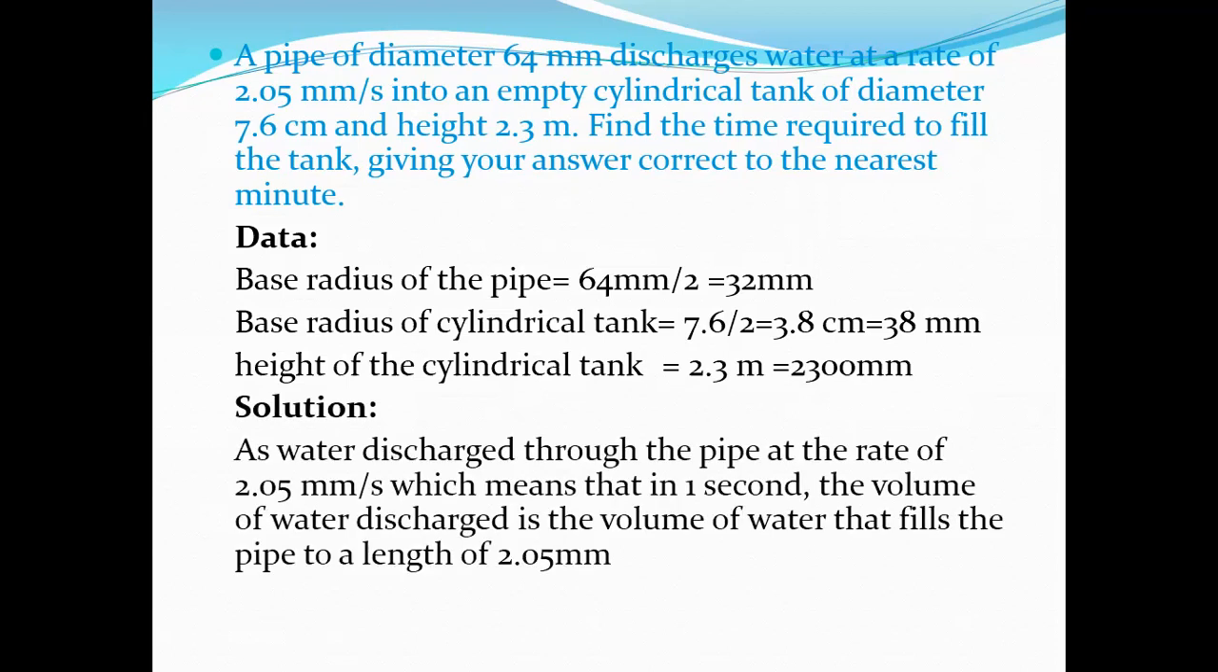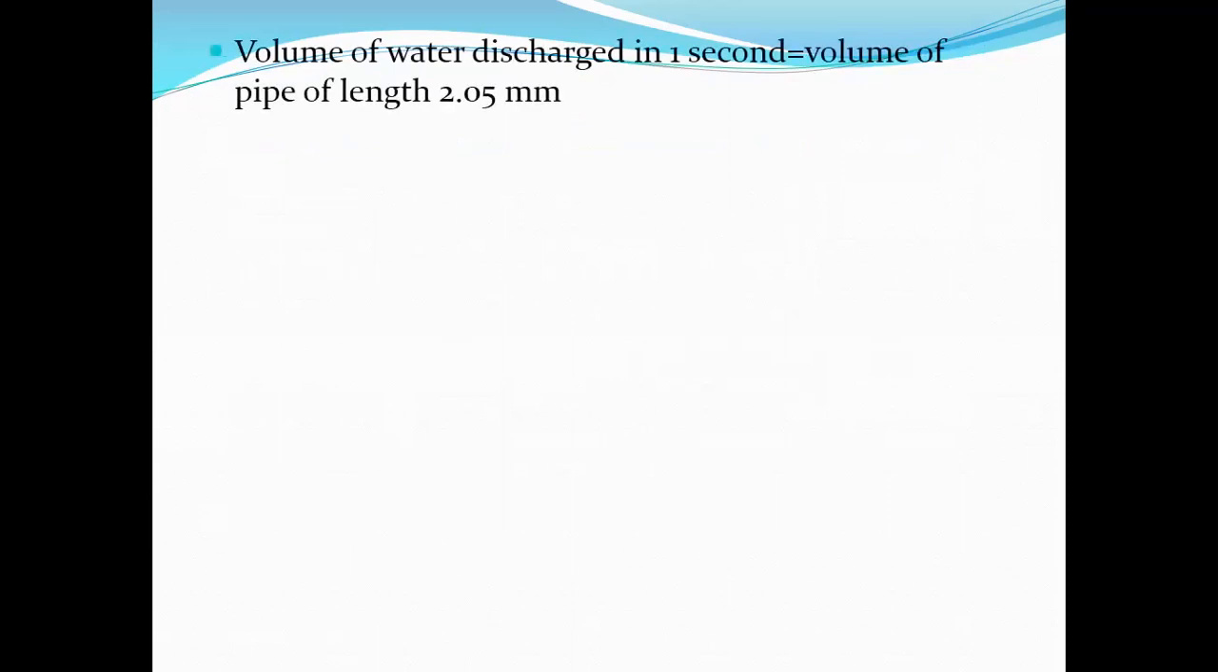So what will the solution be? As water is discharged through the pipe at the rate of 2.05 millimeter per second, it means that in 1 second, the volume of water discharged is the volume of water that fills the pipe to a length of 2.05 millimeter. We have to know the volume of water discharged in 1 second, which will be equal to the volume of pipe of length 2.05 millimeter. So this time taking h as length, pi r square h will be what?